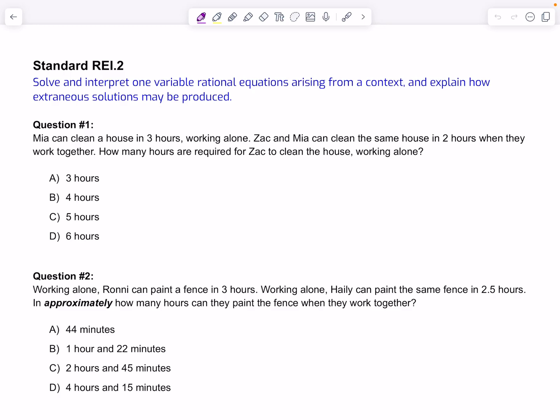Let's take a look at standard REI.2. This standard states that we should be able to solve and interpret one variable rational equations arising from a context and explain how extraneous solutions may be produced.